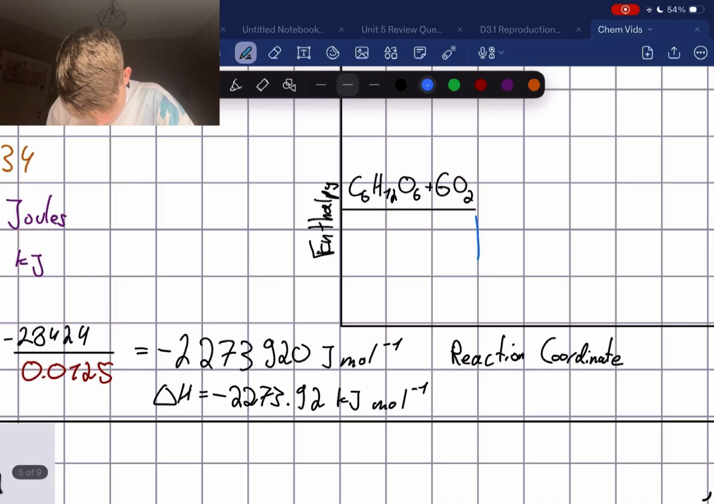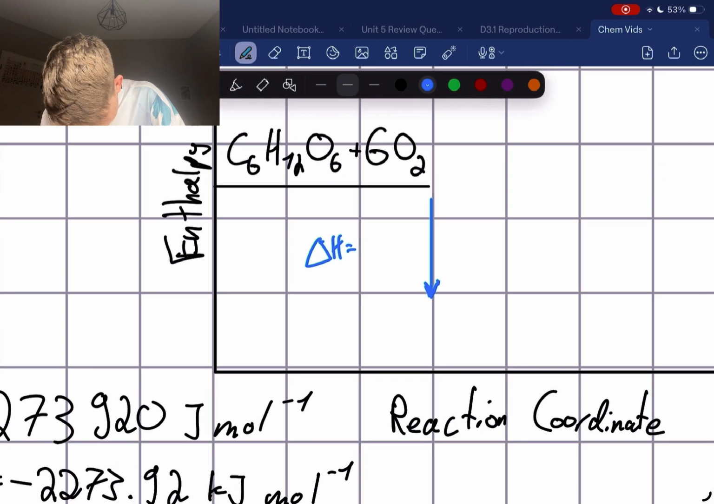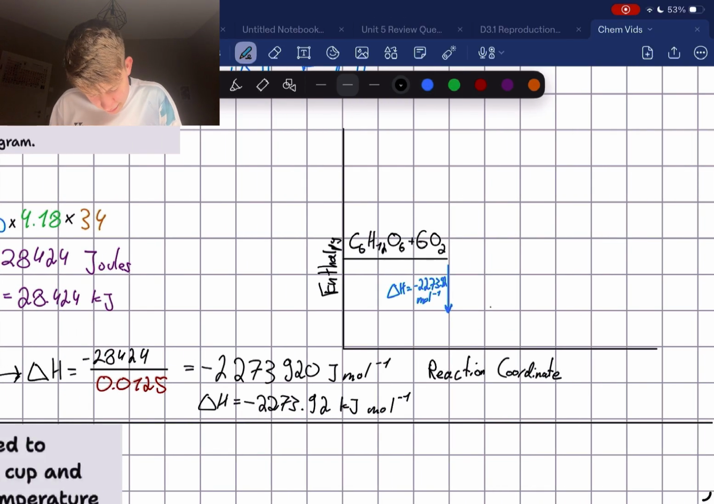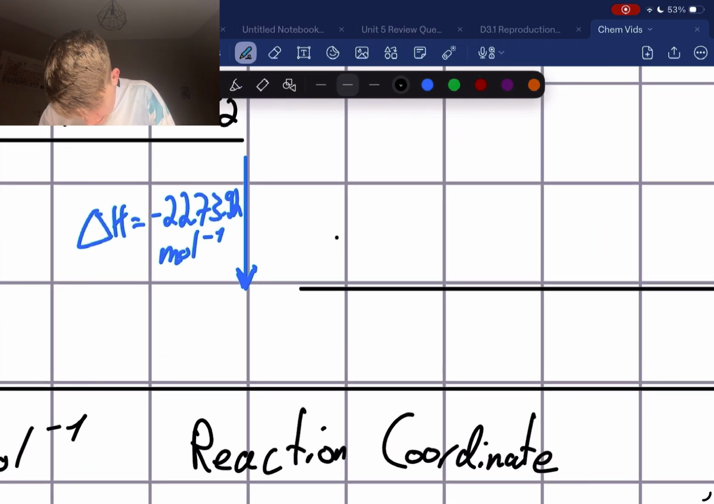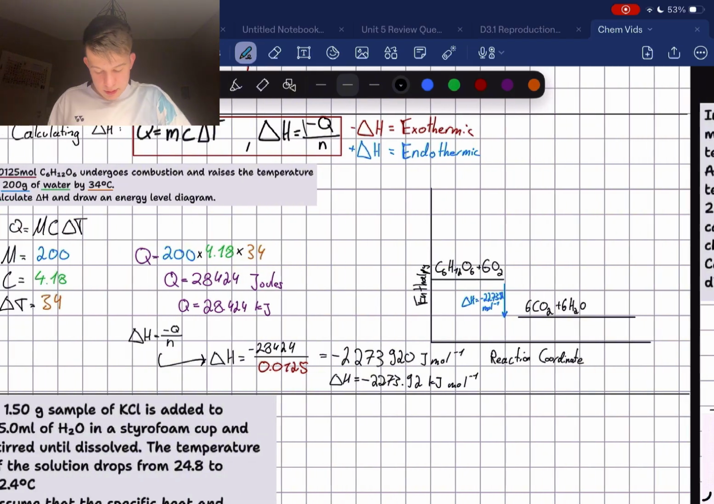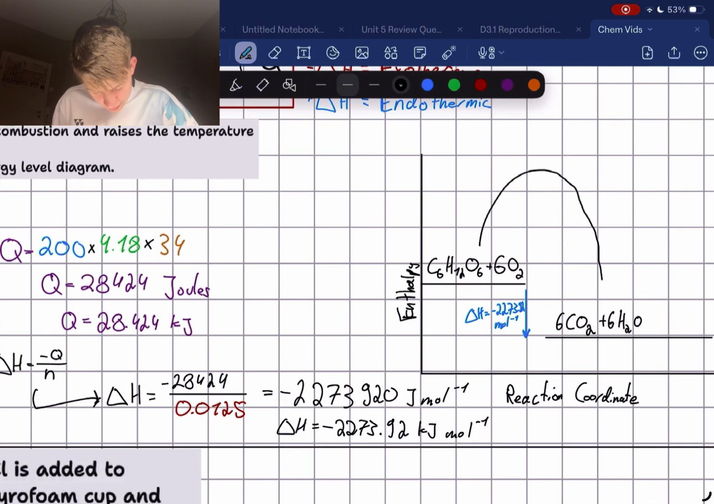So let's bring it down to over here. Delta H equals negative 2273.92 kilojoules per mole. Always add the units. And then lastly, that will give us 6CO2 plus 6H2O. Okay, so we can clearly see this is going down. That is our energy level diagram.